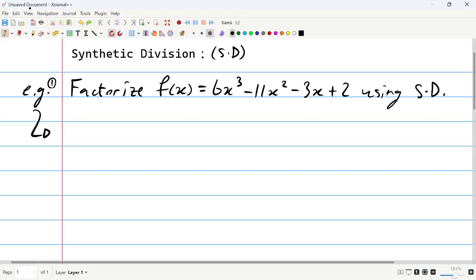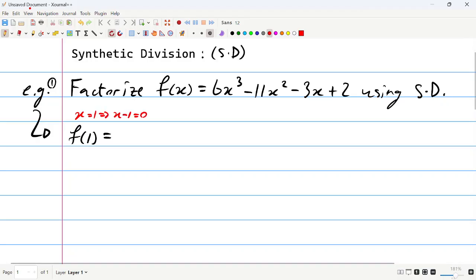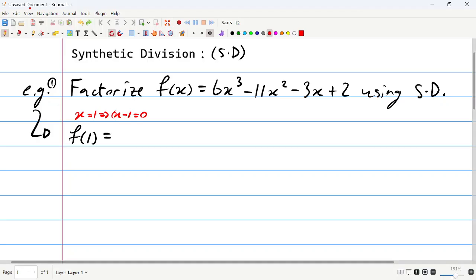Okay, so this is the one problem that I have with these types of questions, is that this is the time consuming part. So we need to find the root. Obviously they won't give you a fraction, hopefully, so you'll probably be using whole numbers. So let's actually try f of 1. At x equals 1, this implies x minus 1 equals 0, which means we are dividing by x minus 1. So let's see what happens over there.